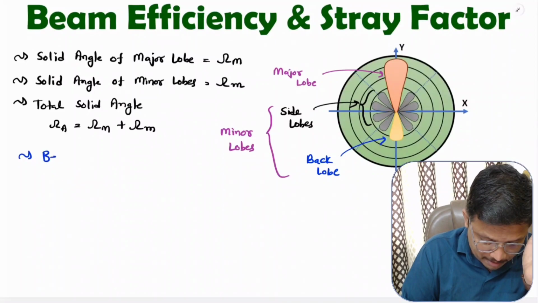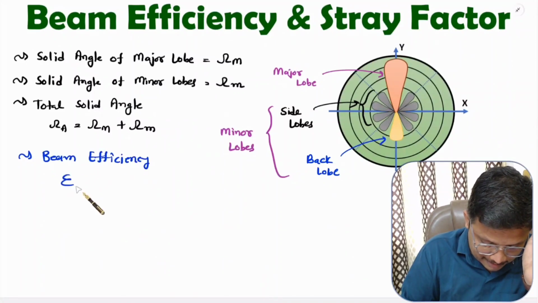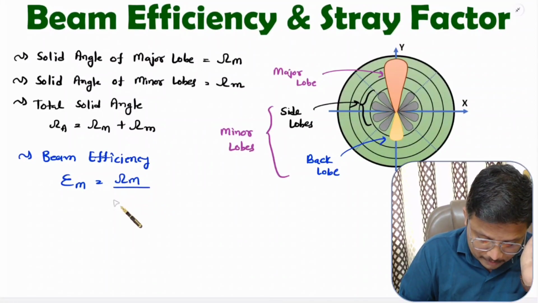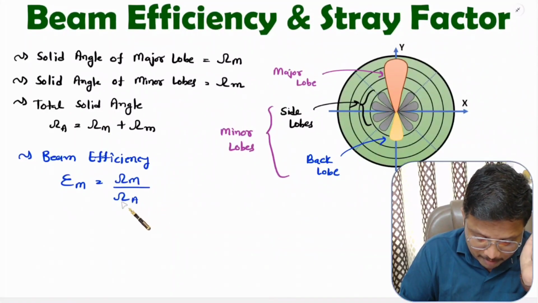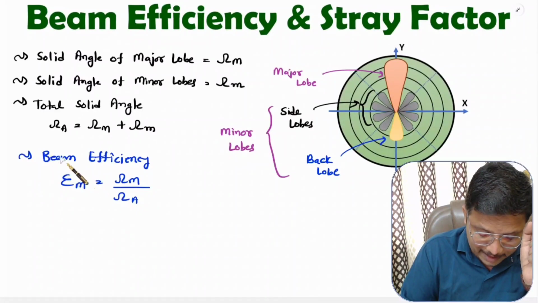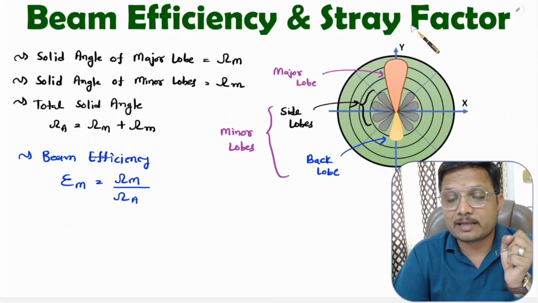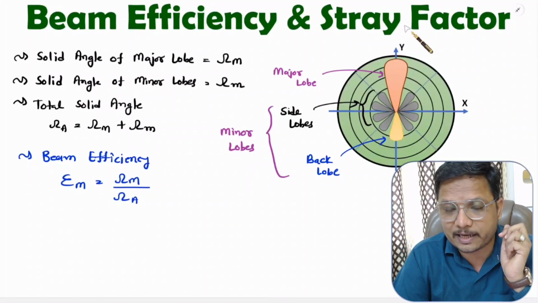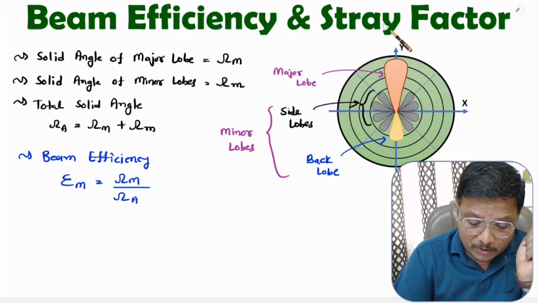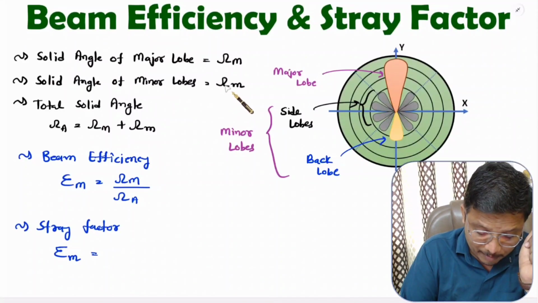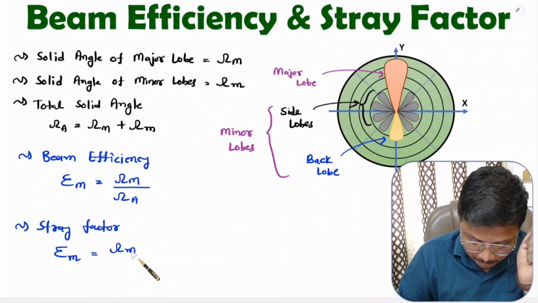See, beam efficiency of antenna is the solid angle of major lobe divided by the solid angle of total lobes, right? So that is rho M divided by rho A. That is how one can identify beam efficiency. Now if you want to calculate stray factor, then stray factor is the deficiency of antenna, right? So to calculate deficiency, meaning stray factor, that will be the solid angle of minor lobe, that is rho of small m, divided by the total solid angle, right?